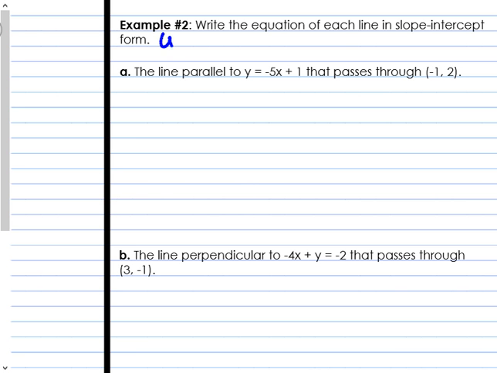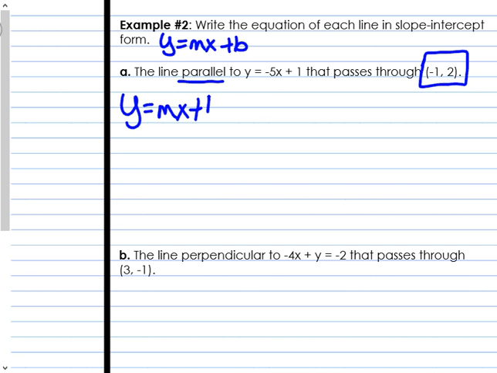Put it right here. y equals mx plus b. So it's going to be parallel to y equals -5x plus 1, and it has to pass through this point. So the slope-intercept form is y equals mx plus b. We need two things: we need the m, and we need the b. Our new line has to be parallel to our existing line, and we know from our notes that parallel lines have the same slope. So this slope is -5, so our new slope is also going to be -5.